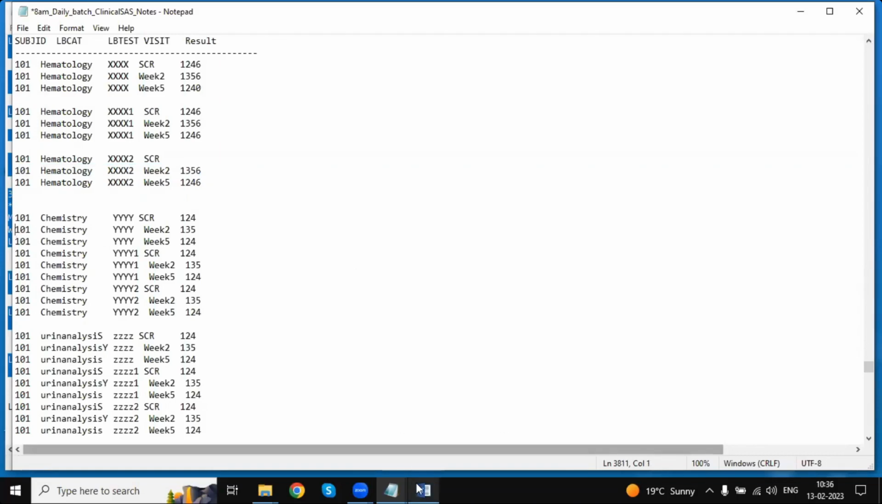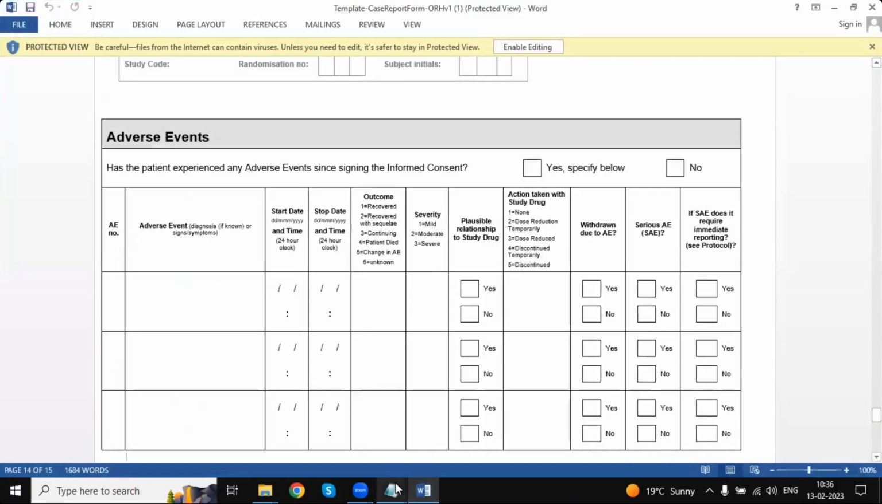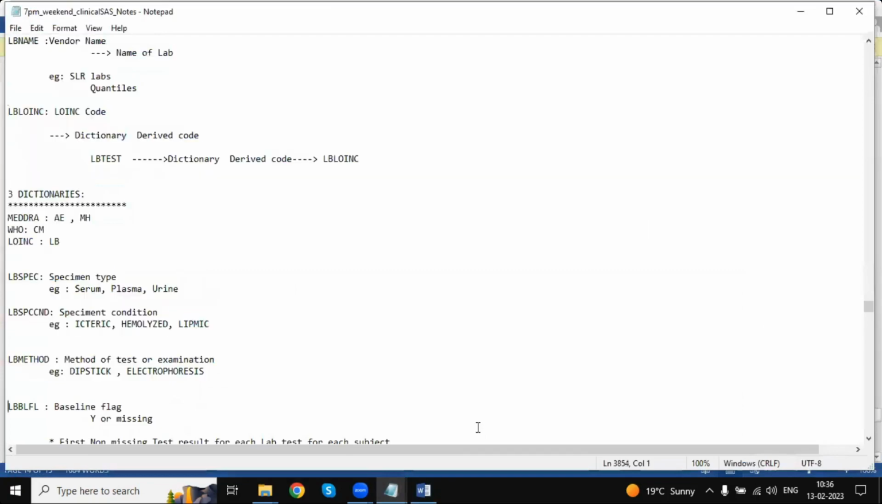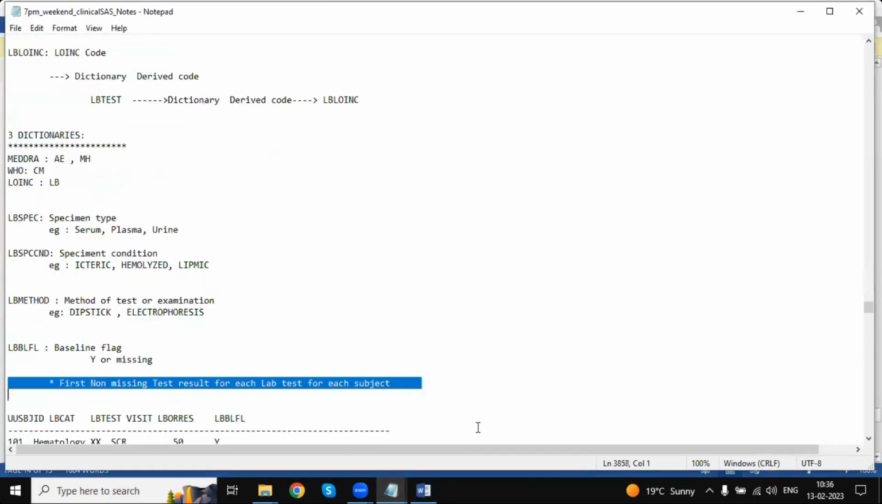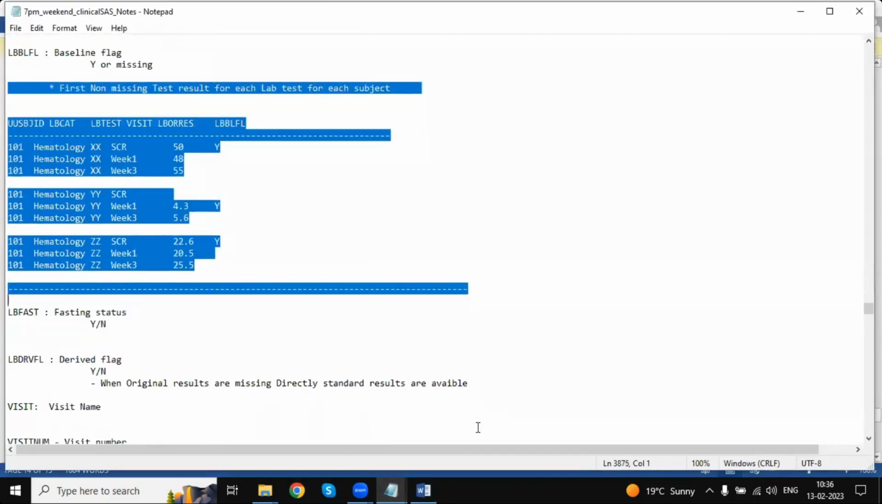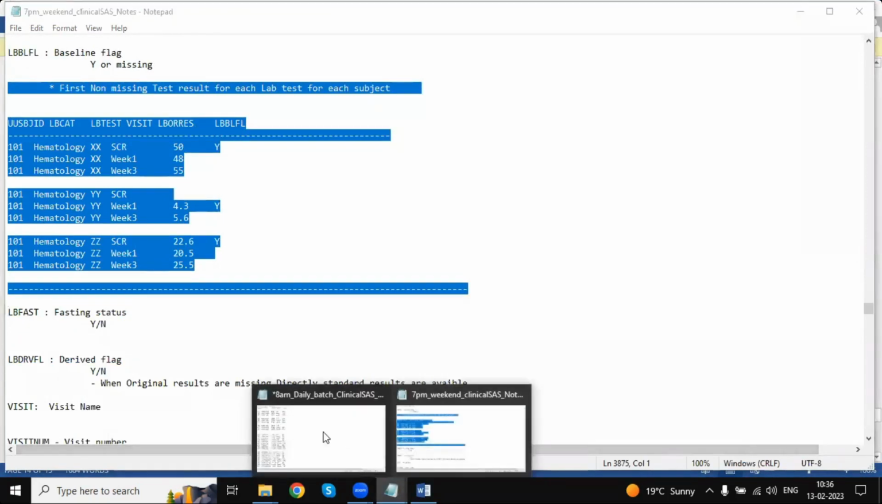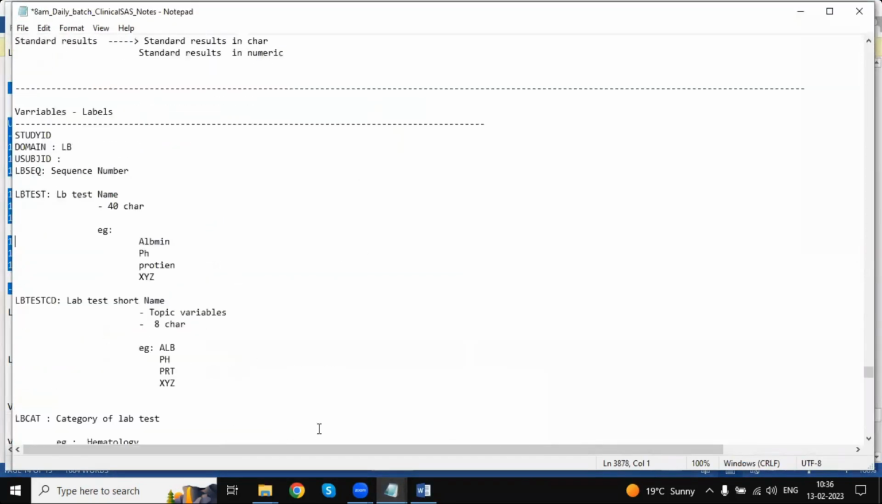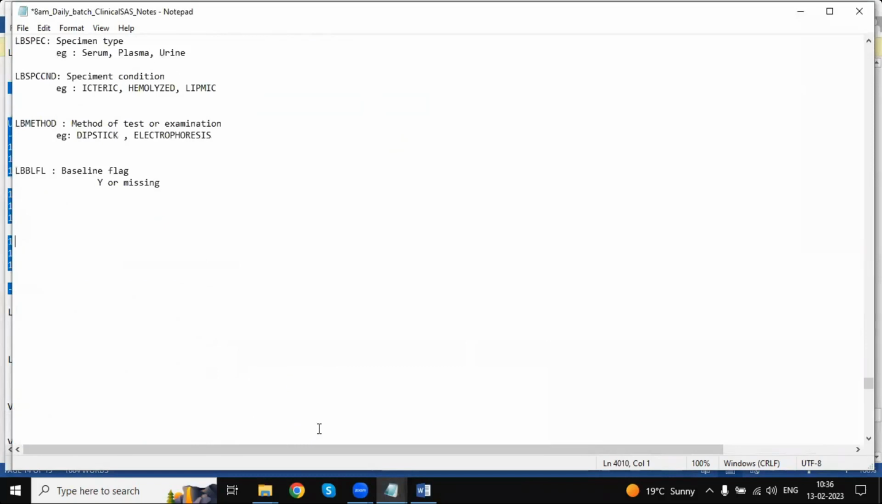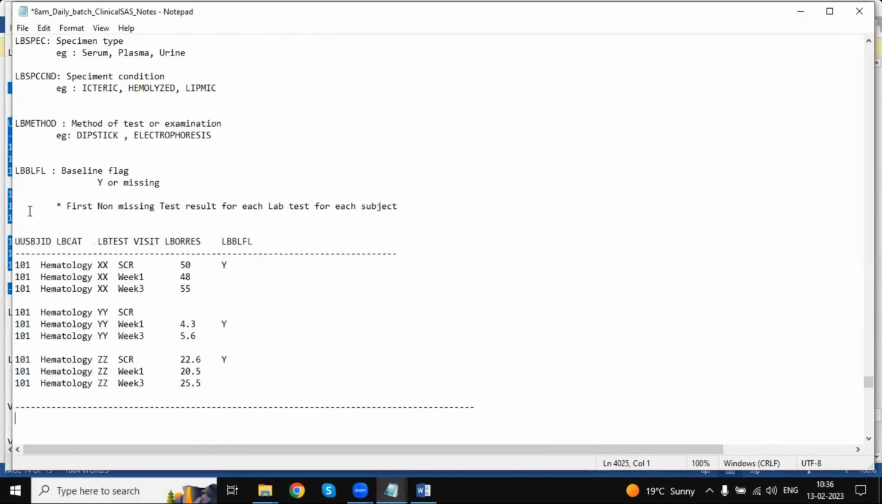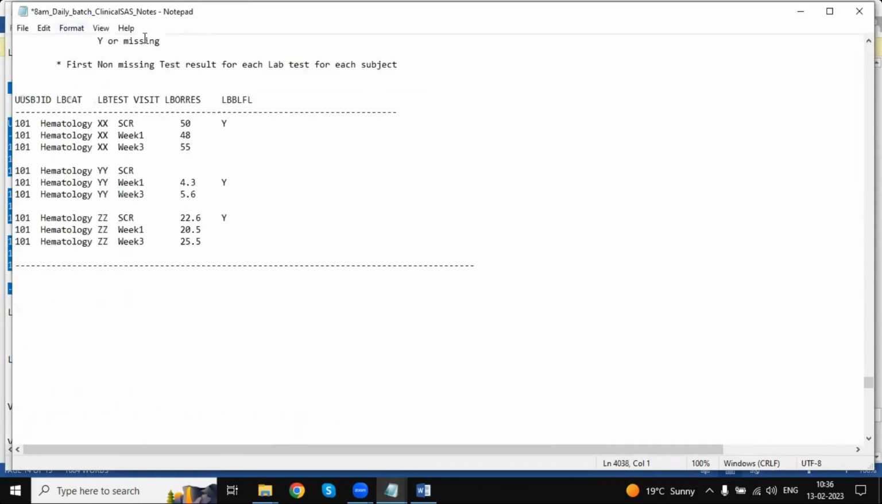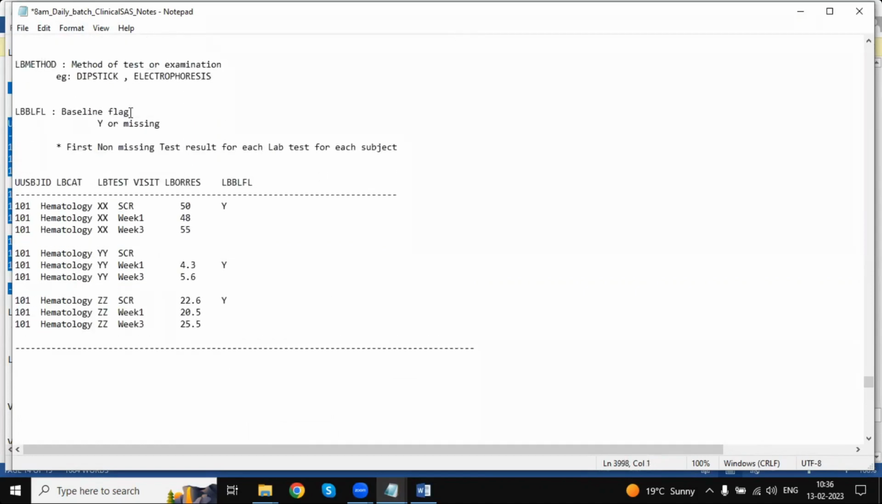Okay, let me show you with one more example. See the definition: for each lab test, for each subject, the first non-missing test result, we have to give the baseline flag as yes.